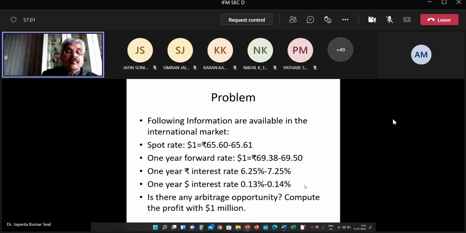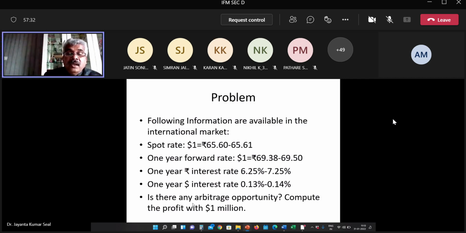What does it mean? Spot rate means this is the bid rate, this is the ask rate. Similarly, forward rate, this is the bid rate, this is the ask rate. The 1 year interest rate of 6.25% to 7.25% means if you borrow Indian rupee, you have to pay 7.25%. If you deposit Indian rupee, you will get 6.25%. Similarly, for dollar, if you borrow dollar, 0.14%. If you deposit dollar, 0.13%.